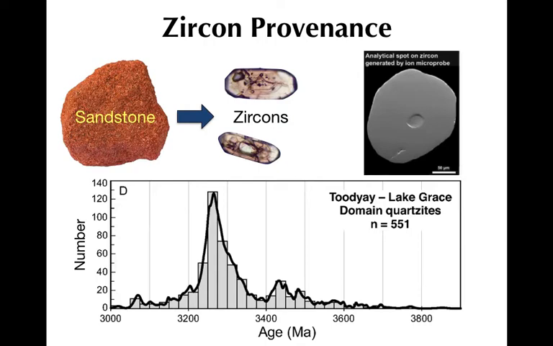Zircons are as durable as quartz, which means they can be eroded from a source, deposited in a sediment, and then recycled numerous times into other sediments and sedimentary rocks. If you separate out a population of zircon from a sandstone sample, so you take a sandstone like this and you separate out maybe 1,000 zircons from that sandstone, and the procedure for doing this is pretty complicated. I won't go into it here, but it can be done.